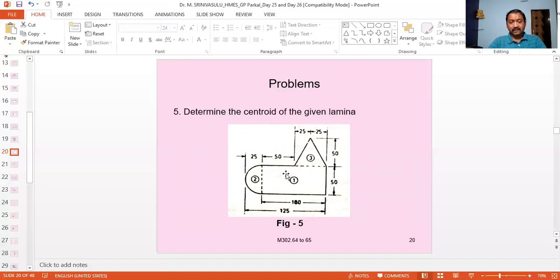So in this way we have to solve the problems by finding the x and y coordinates wherever it is required according to the formula.